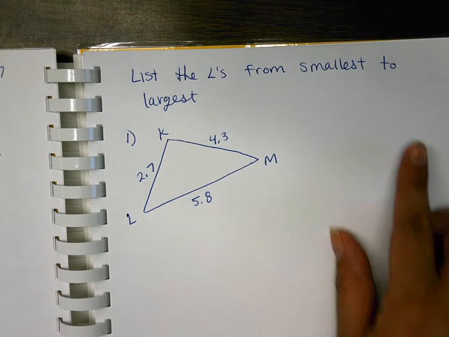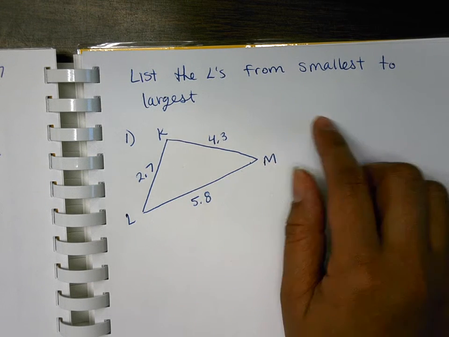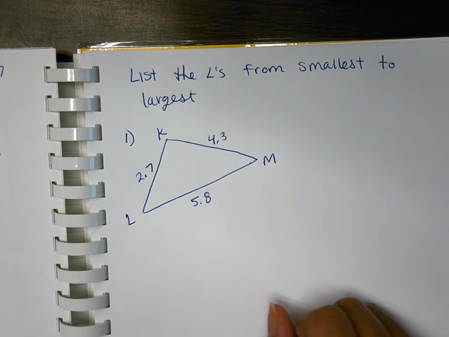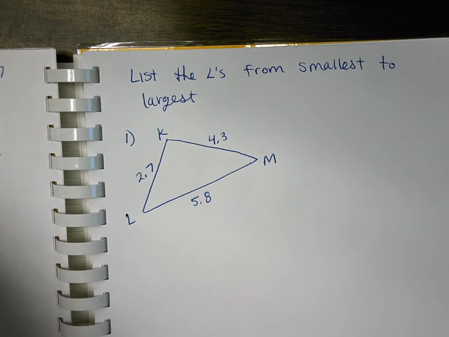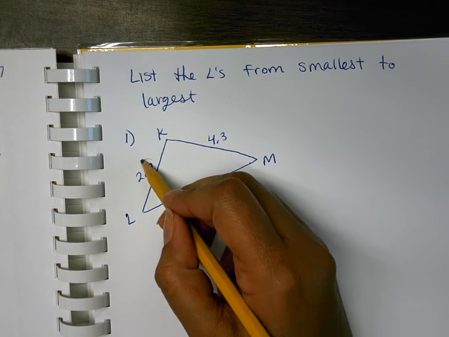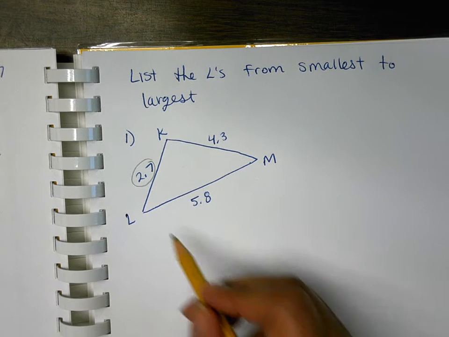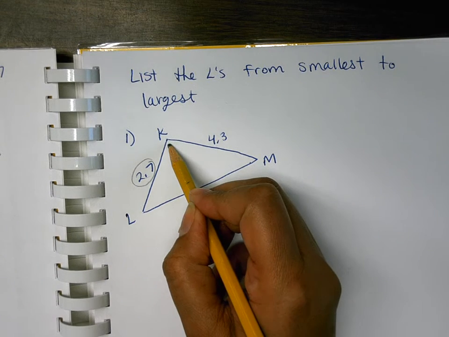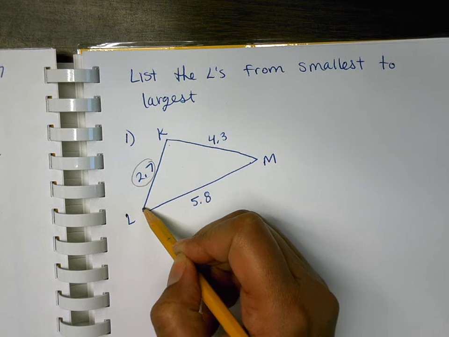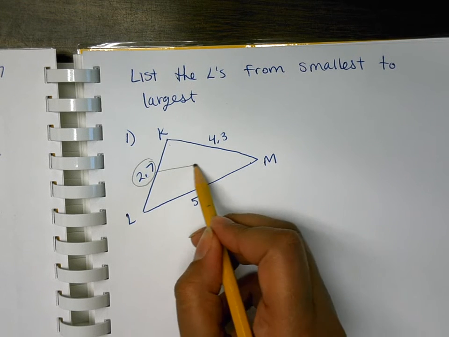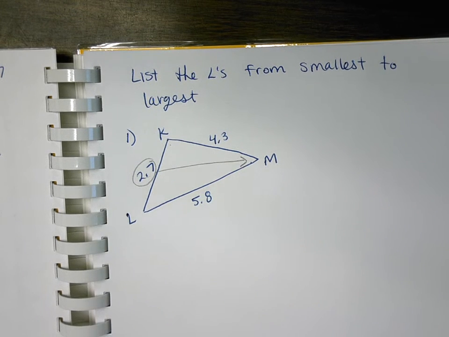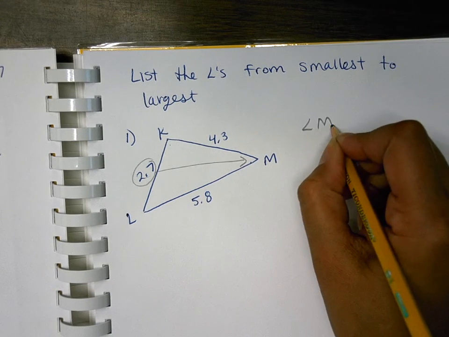If we're looking for smallest and largest angles, I look at their sides. So which side is the smallest? LK, the 2.7? Yeah. So I look at LK's opposite angle. Is K its opposite angle? Is L its opposite angle? Is angle M the opposite angle? Yes, so that is the smallest angle.